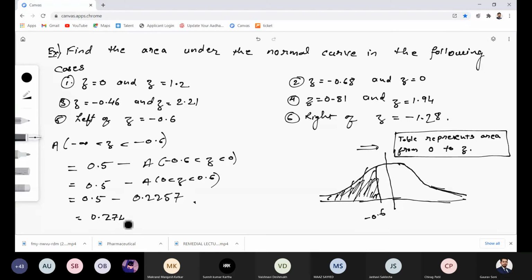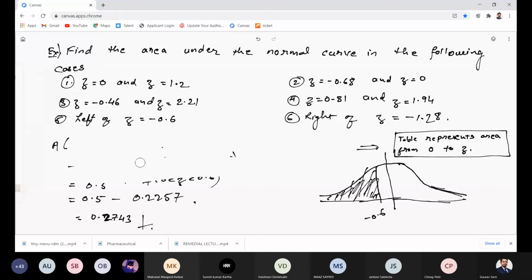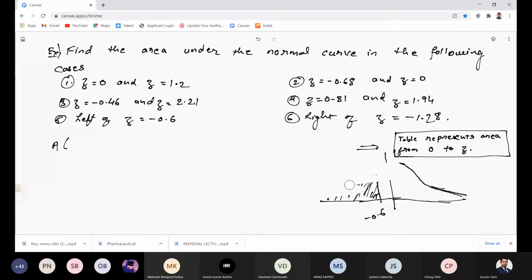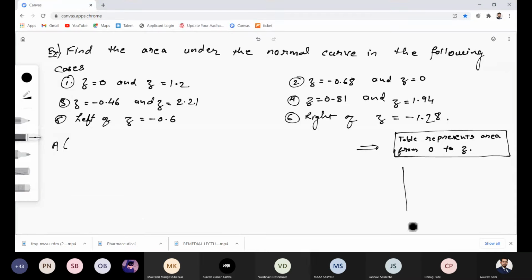Okay, the last one, right of minus 1.28. Chirag, you wait now. Let someone else answer this. Anyone else? How can we take right of that equal to minus 1.28? Okay, anyways, minus 1.28 somewhere here. The right of this means this area.